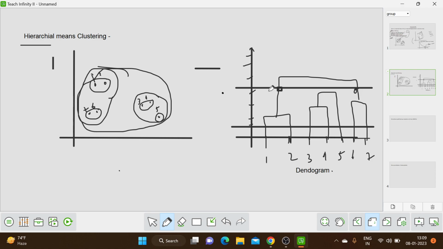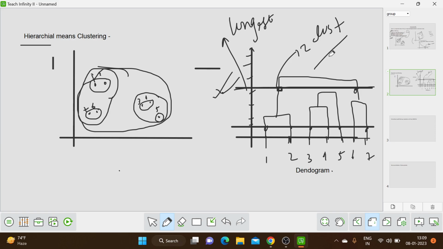We see that 2 clusters are present. Here if we find 1, 2, 3, 4, 5, 6. But it should be the longest, what I told. Longest is this. So 2 clusters. Answer will be my 2 clusters. I can form this one and this one cluster. So this method is called hierarchical mean clustering.